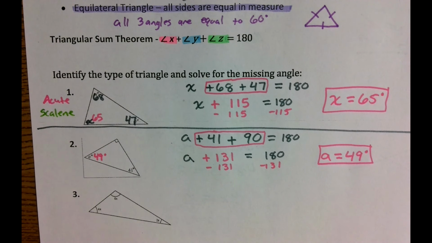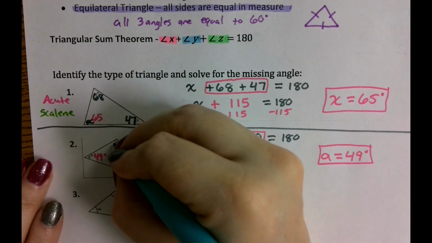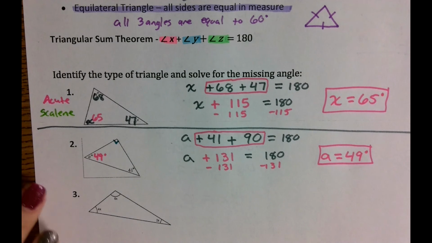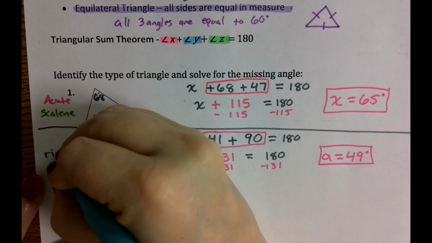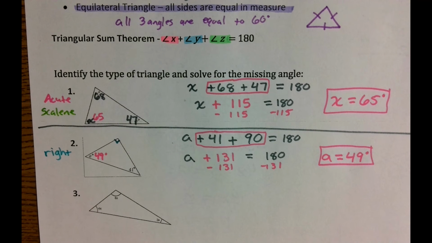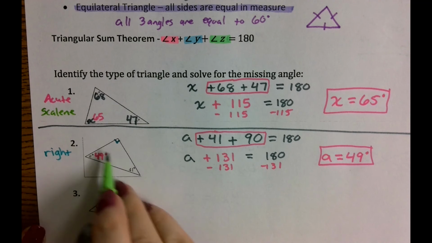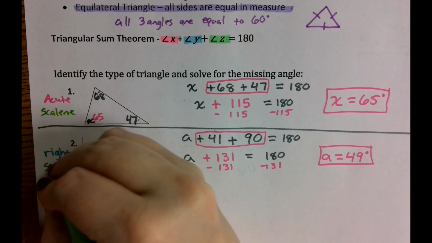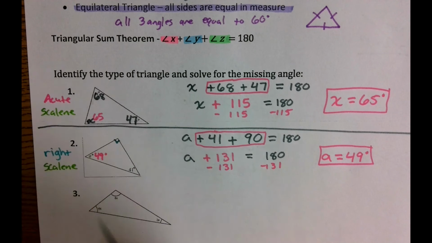All right, start with the angle classification. Acute, right, or obtuse? Right, it's got a right angle right here. The right angle, so it's a right triangle. Scalene, isosceles, or equilateral? Scalene. All three angles are different, so therefore this is going to be scalene.